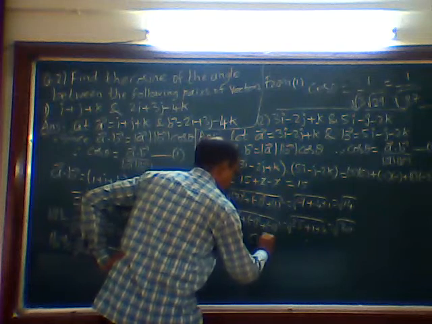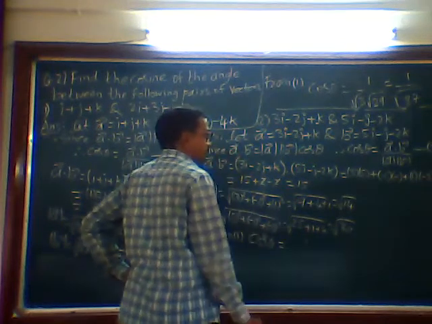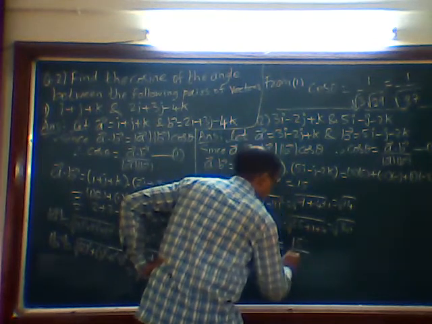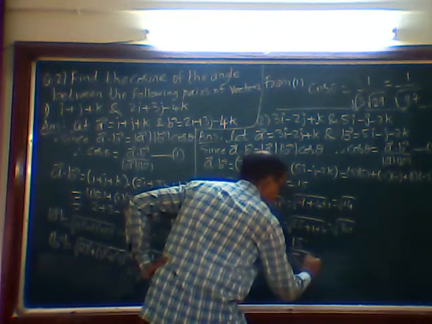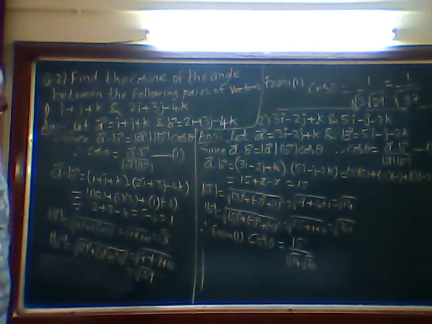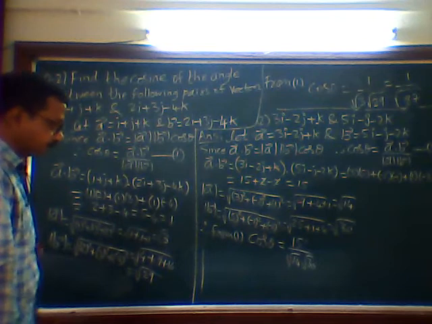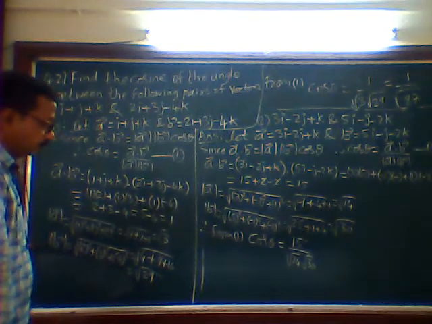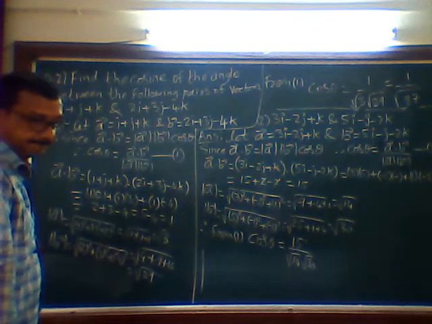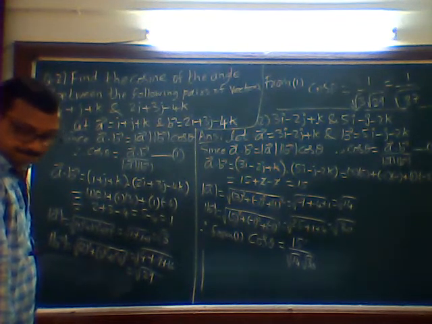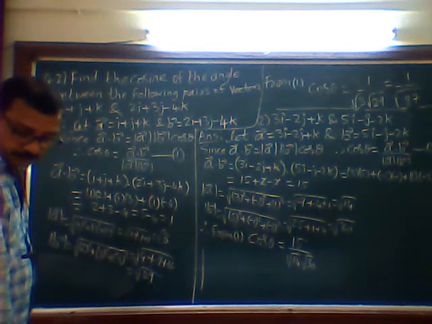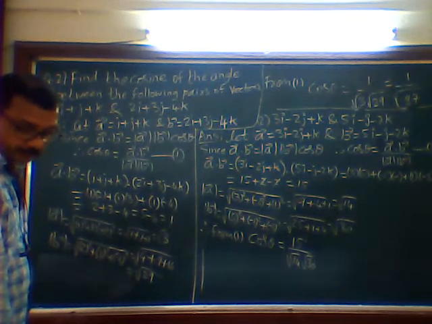Therefore from 1, cos theta is equal to a bar dot b bar, which is 15, divided by root 14 into root 30. This much you can give as the answer: 15 upon square root of 14 into square root of 30. Next we will find the projection of a bar on b bar.